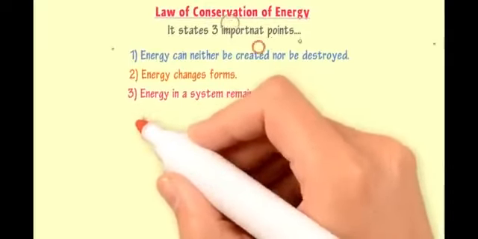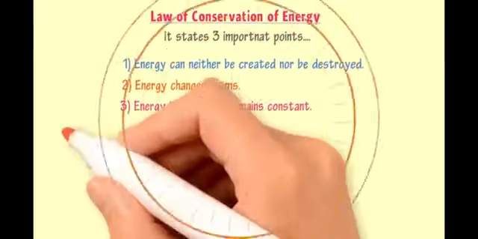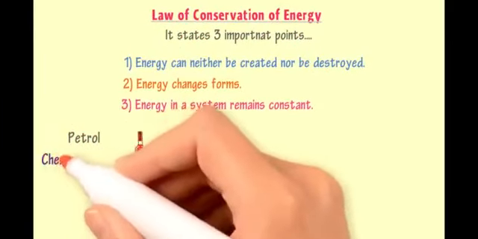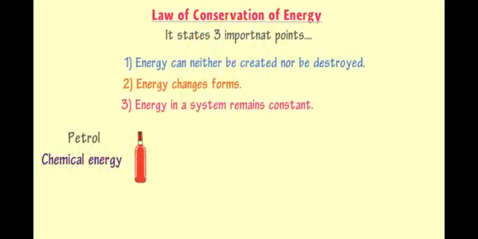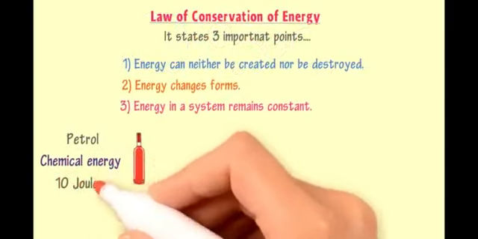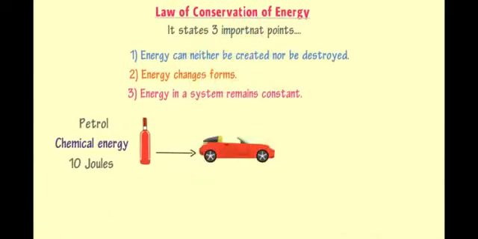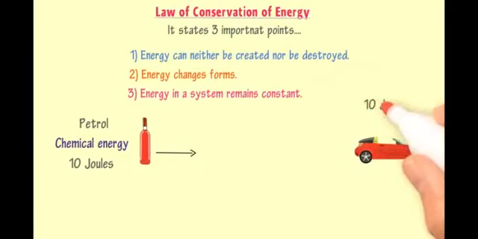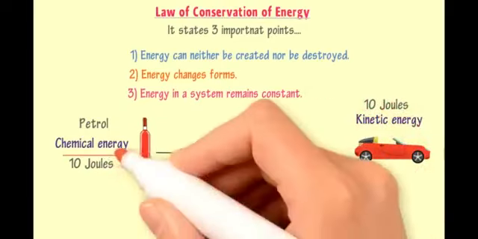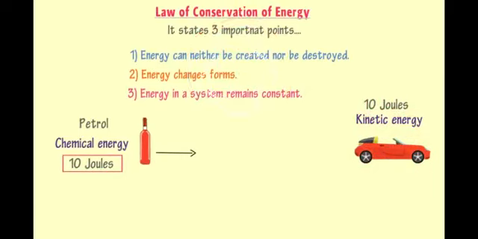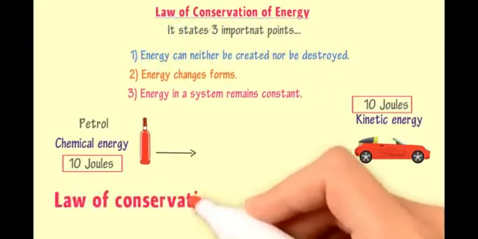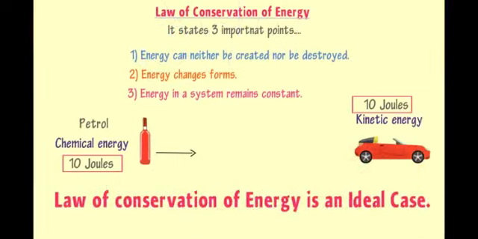To elaborate these points, let's consider that you have a bottle of petrol. We know that petrol possesses chemical energy. Let this bottle of petrol have 10 joules of chemical energy. Now you put this petrol into the car's tank. The car will use this 10 joules of chemical energy to produce 10 joules of kinetic energy in the form of motion. Thus we completely transfer 10 joules of chemical energy into 10 joules of kinetic energy without destruction or any wastage. Remember that the law of conservation of energy is an ideal case.